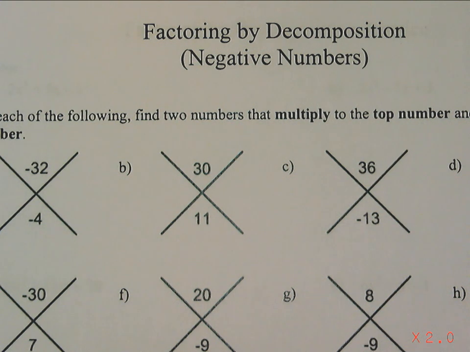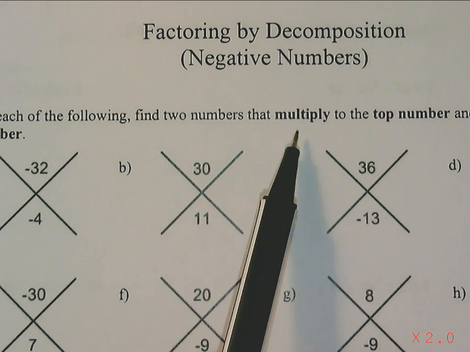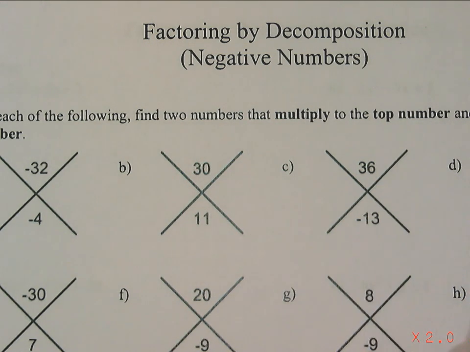In this video, we're going to take a look at factoring by decomposition again, but this time we're going to look at what we do when we need to use negative numbers. So up first, we're just going to practice trying to find those numbers. It says for each of the following, find two numbers that multiply to the top number and add to the bottom number. This skill helps us when we're trying to factor by decomposition because this is how we find the two missing middle terms.